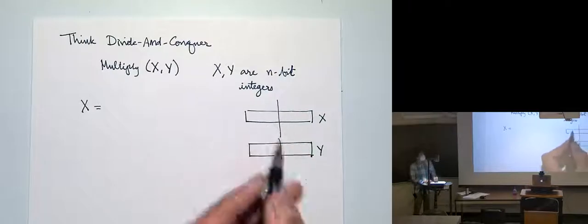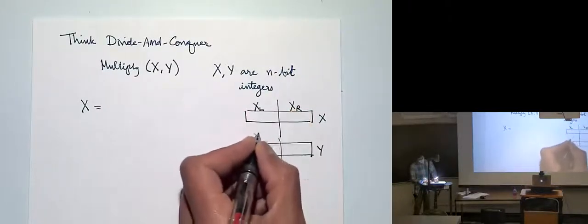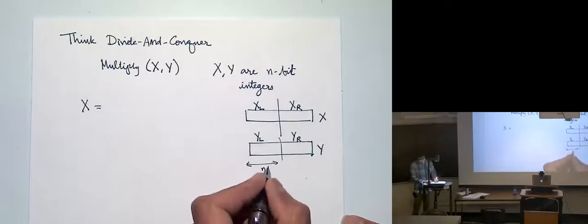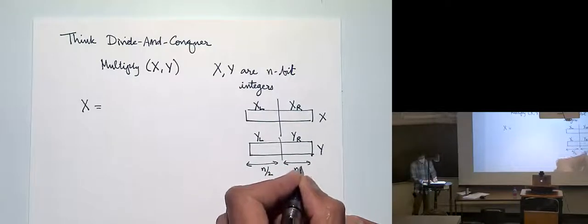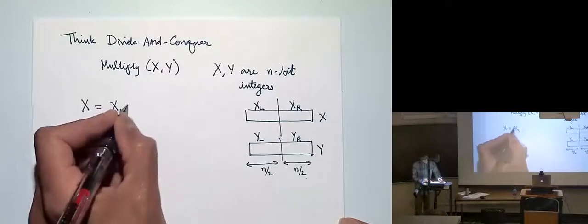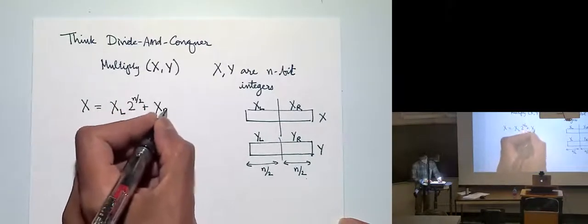So I'm going to divide x into two parts, which I'll call xl and xr, and likewise yl and yr. That's the left and the right parts, right? Let's just assume for now that n is a power of 2. It's just going to make things easier. I don't have to take ceilings and floors, but everything is going to work otherwise. Okay, so xl and xr are of size n over 2. So another way to think of this is xl times 2 to the n over 2 plus xr.